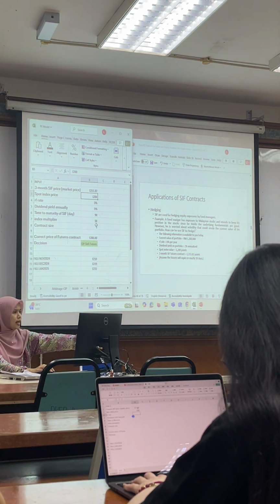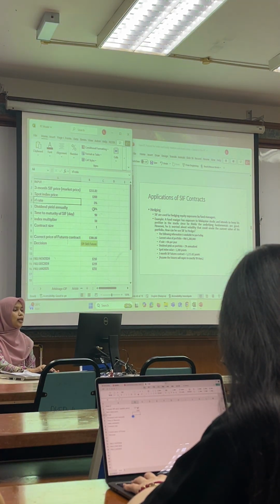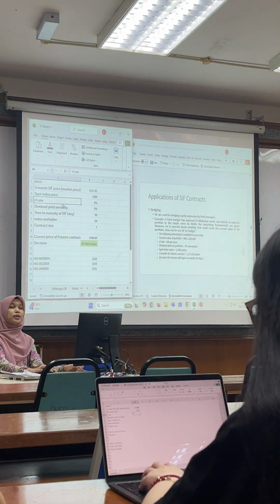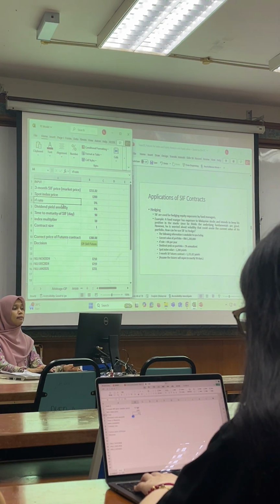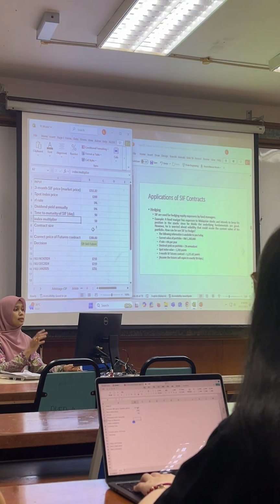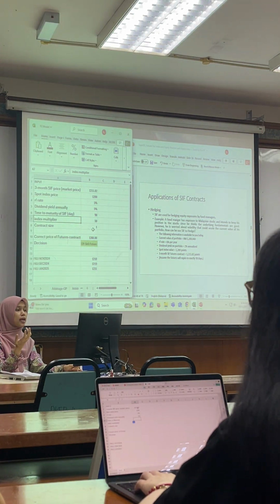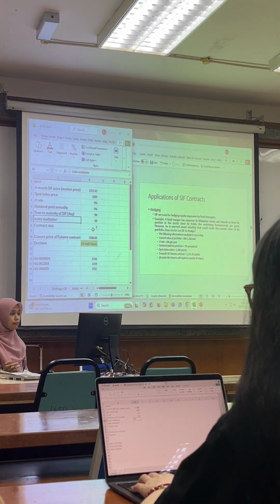Okay, what else here? Risk-free. You know that this is actually an example for the undergraduate. Sometimes risk-free will be proxied as what? Normally we proxy the risk-free with what rate?